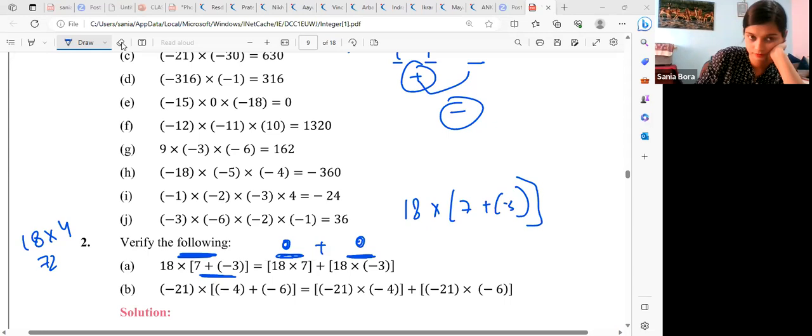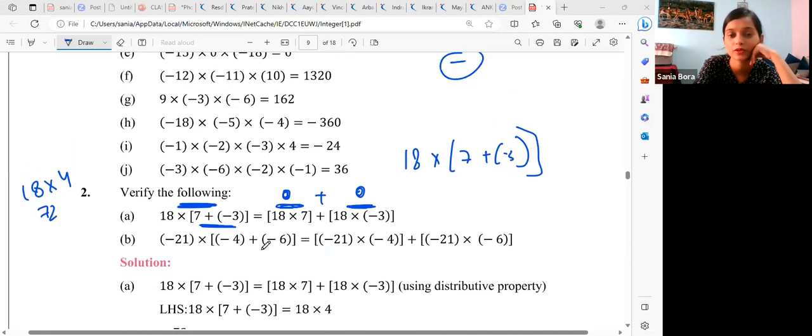Okay, left hand side and right hand side are equal. Okay, now next one I think you can do. Okay, do it please, do it correctly. Yeah, I'll just write in my notebook.